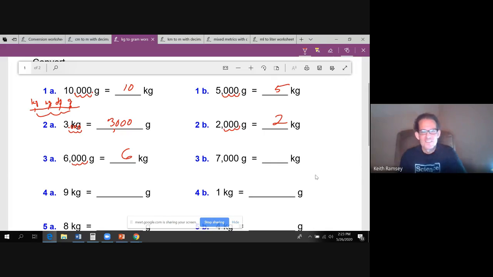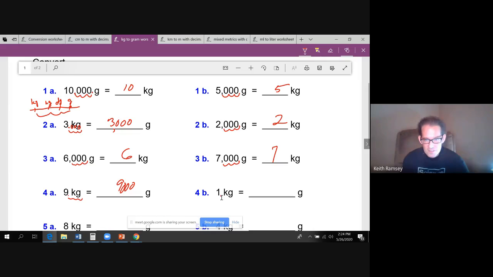Okay, hopefully that was enough time to convert a couple of those. I'm going to move from grams to kilograms. I have to move my decimal this way. So this would be 7 kilograms is in 7,000 grams. Now for 9 kilograms, I'm going to move my decimal this way, 3 steps. This would be 9,000 grams, or 9 kilograms.